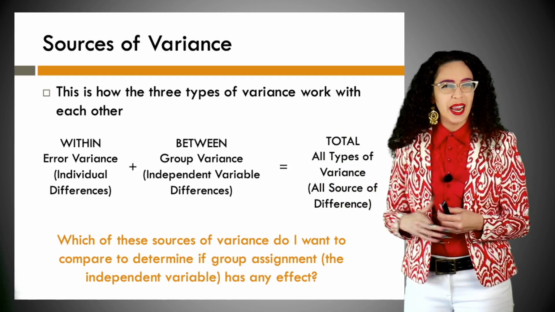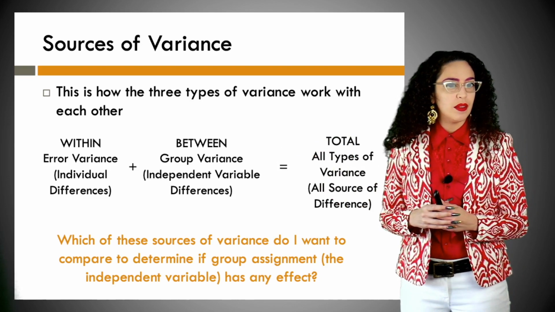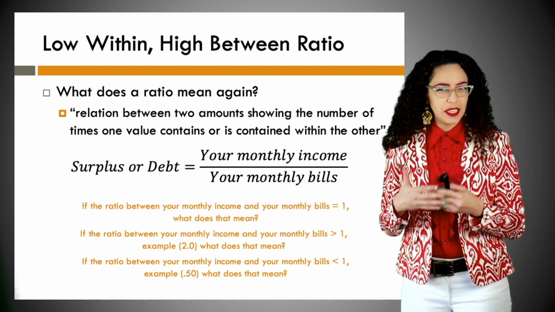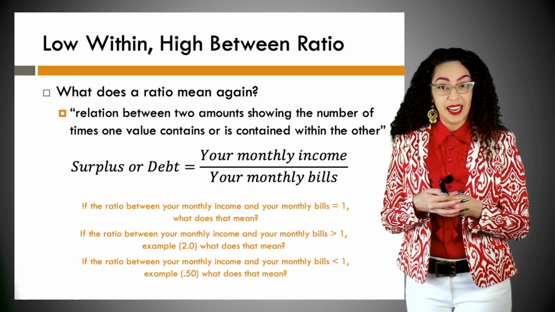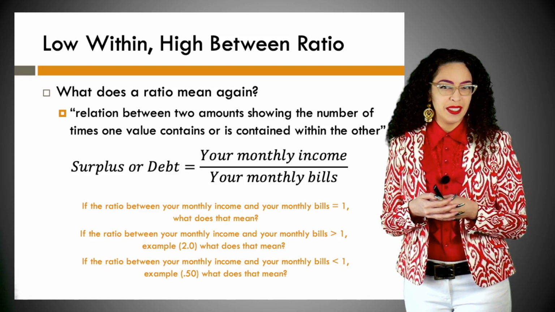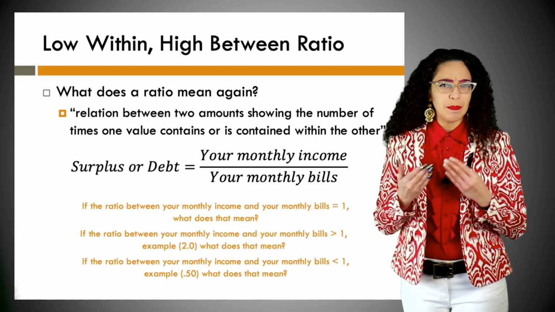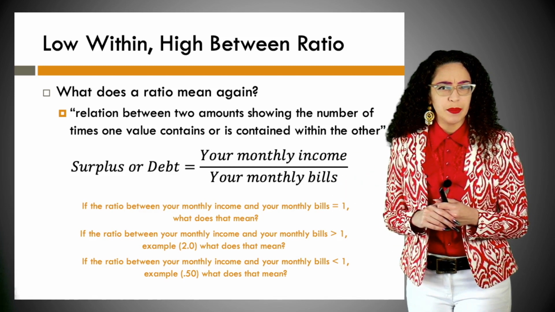Which of these do we care about? How do we want to compare them? So let's look real quick at what a ratio is again. It's the relation between one amount showing the number of times one value contains or is contained within the other one. Still a little ambiguous. So let's do a more tangible example here.